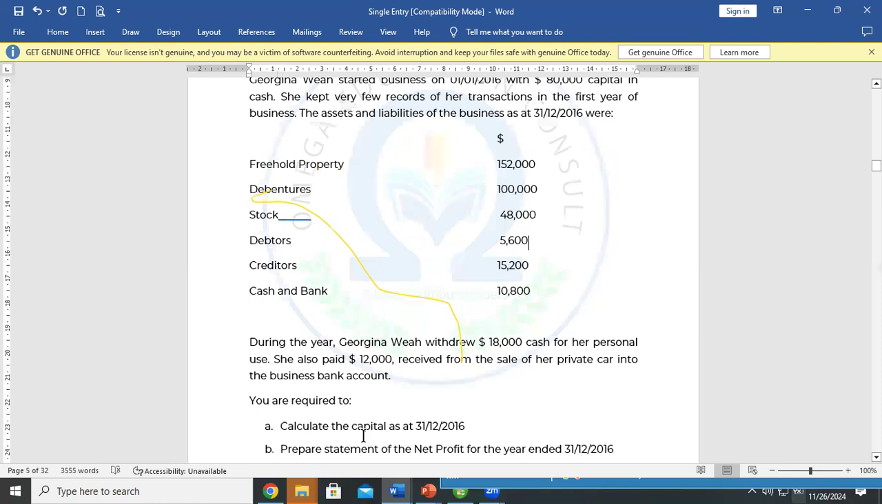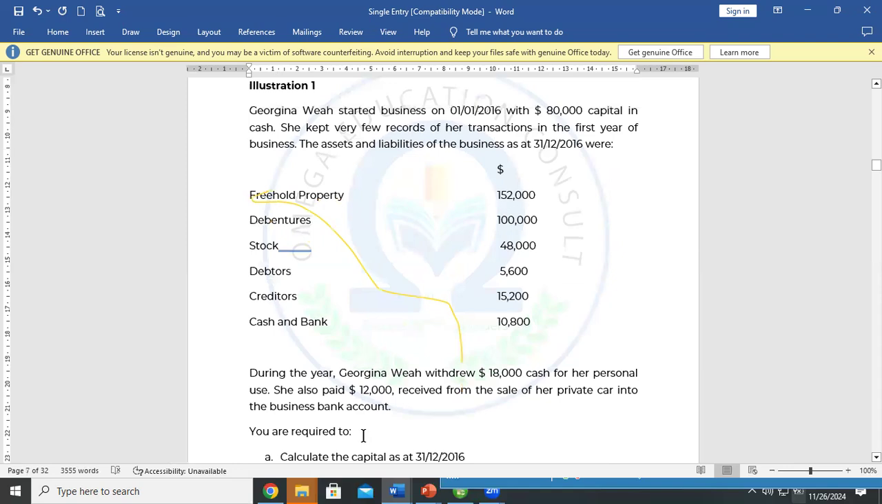Now, the only tricky bit here is that you are going to prepare this statement of affairs at a particular date. So always pay attention to the date. In that, if you are asked to prepare it as at 1st January 2005, then you look for all the assets and all the liabilities only on that 1st January 2005. Okay, you can as well be asked to calculate it at maybe 31st December. So it's the date you have to pay attention to so that you don't pick the wrong assets.